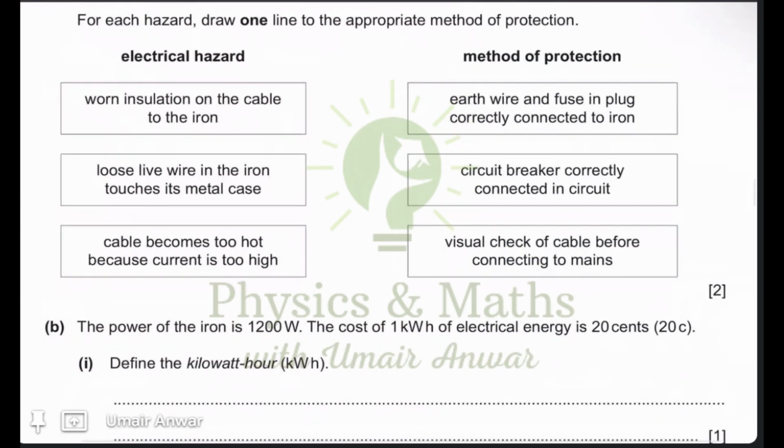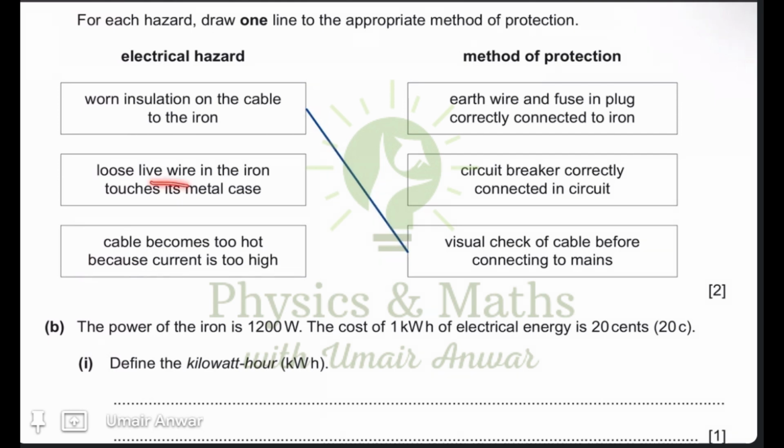So electrical hazards are listed over here. The first one is worn insulation on the cable to the iron. So if the insulation is worn, it could be checked by a visual check and it would be clearly seen by the person who is checking it.